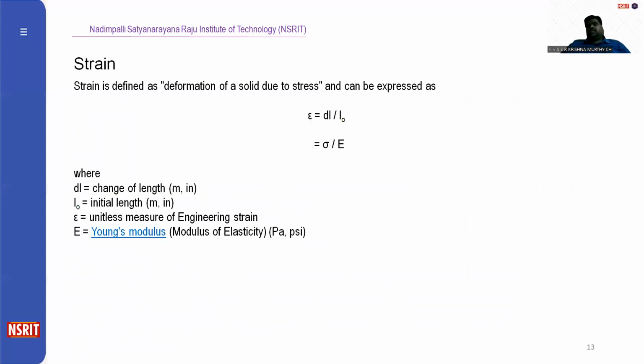Next, strain is nothing but deformation of a solid due to stress. Whenever you apply load, the body gets deformed. The change in length relative to the original length is said to be strain. That is e, small e, equal to change in length delta L by original length L0. It can also be written as strain equal to stress by Young's modulus. In other topics, we will discuss what Young's modulus means.